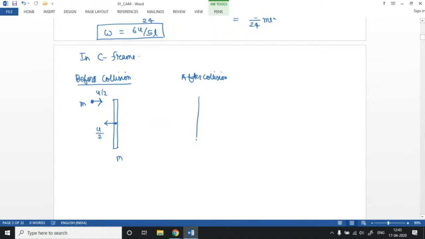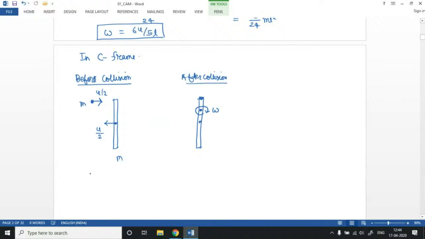will be simply this would be the rod and the particle will stick here, and this would be the center of mass. The velocity of the center of mass in the center of mass frame will be equal to 0. So here it will only be rotating about this point, let's say with angular velocity omega. Okay, so this is the condition after collision.